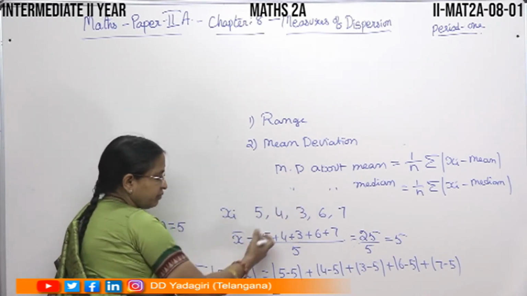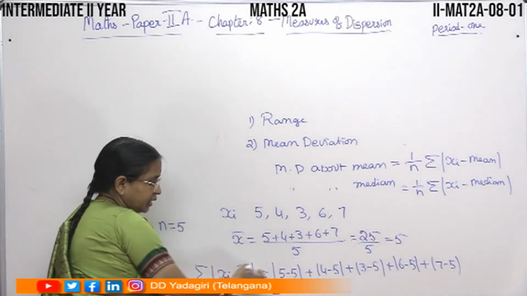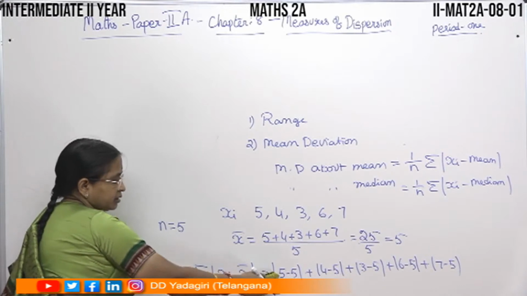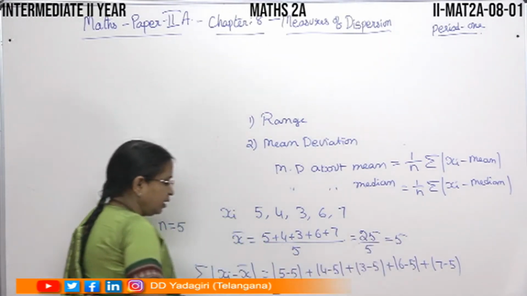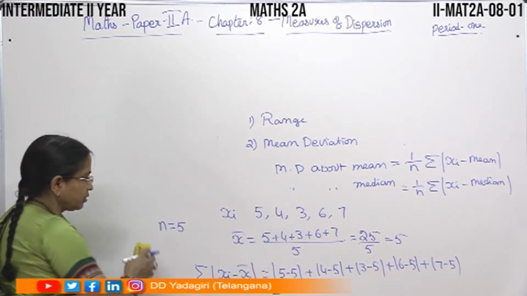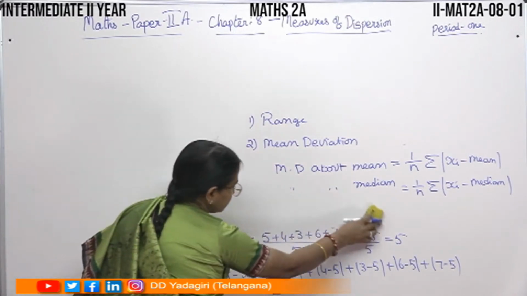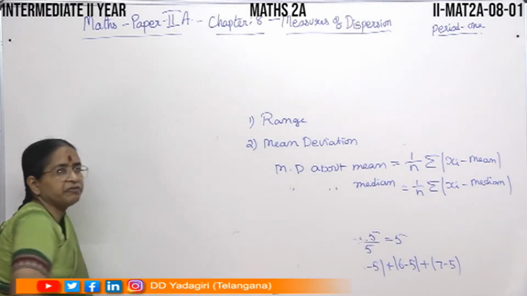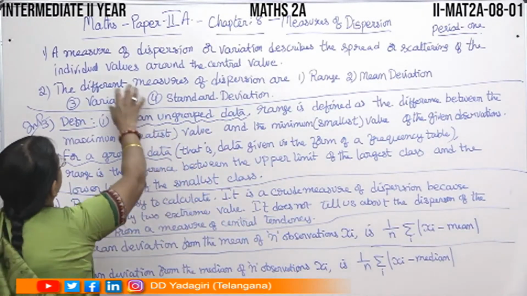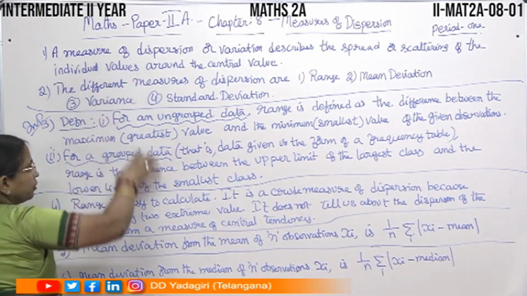In the same manner, we'll first find the median and then we'll take the deviations. These are called deviations about the mean. Next, we'll find the deviations about the median. That's all. So this is all you learn in this chapter. Now we'll write the definitions. Now we'll write down all the points.